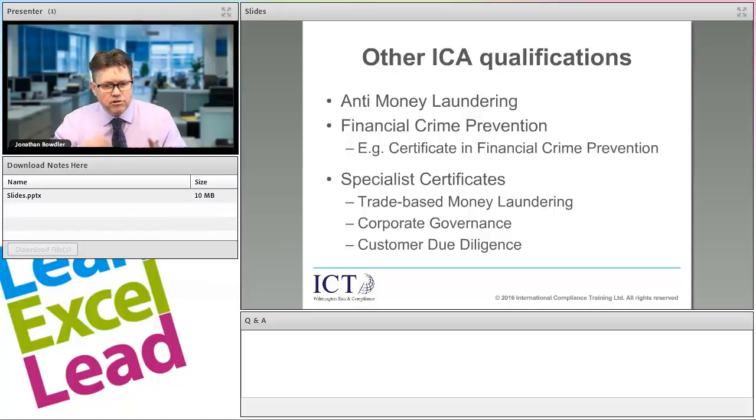So we do things like trade-based money laundering, we do things like customer due diligence, specialist certificates looking specifically at key areas. We're introducing one on cyber security and cyber crime at the moment. So all the emerging topics around cryptocurrency and blockchain, we bring those out as well.